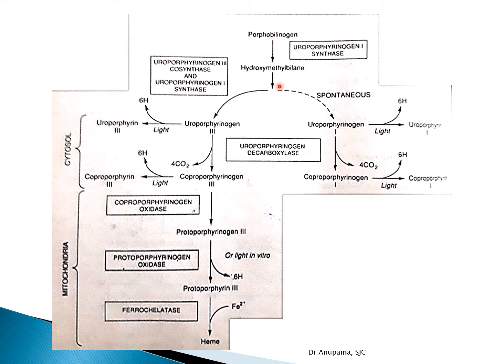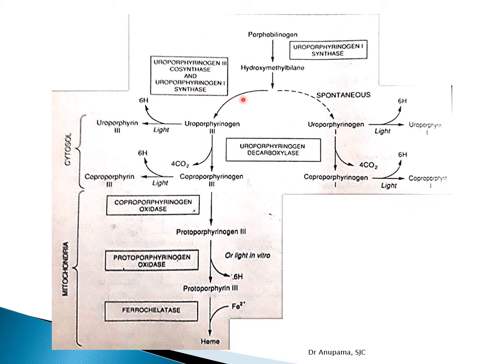When spontaneous cyclization takes place, we get uroporphyrinogen 1, which upon decarboxylation will result in coproporphyrinogen 1. In the presence of light, this uroporphyrinogen is converted to uroporphyrin and it loses hydrogens, that is, it's an oxidation reaction. In the same way, coproporphyrinogen undergoes oxidation in the presence of light, losing 6 protons to form coproporphyrin.